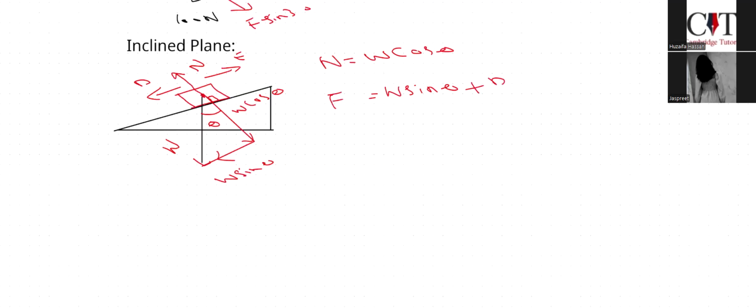So it depends on the object, whether it is moving to the right side or left side. If I change it so that this is the driving force and this is now the friction force, then I can write W sine theta plus friction is equal to driving force. So it depends on the object. Is it clear? Yes, sir.